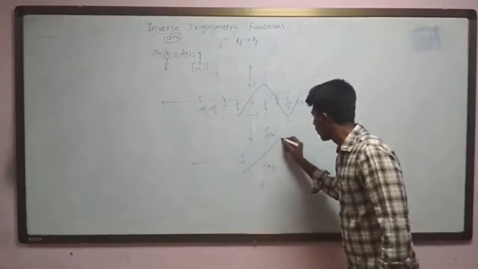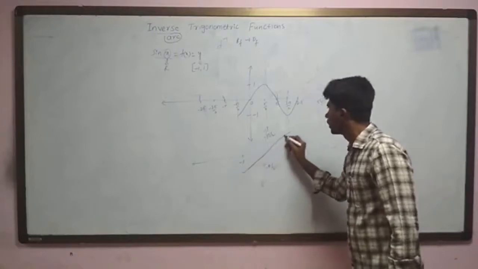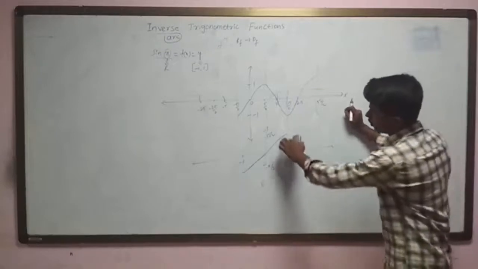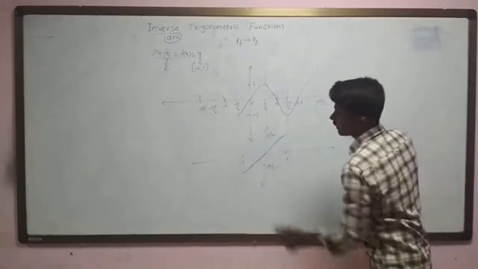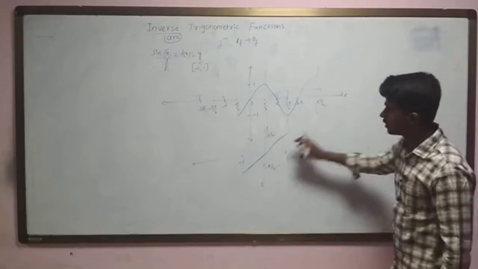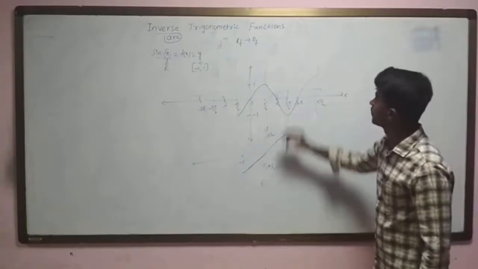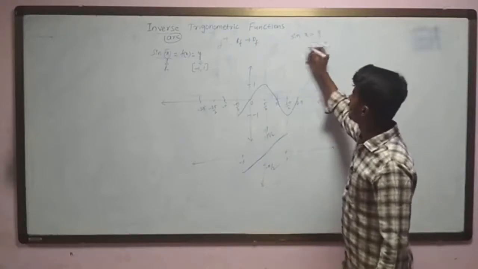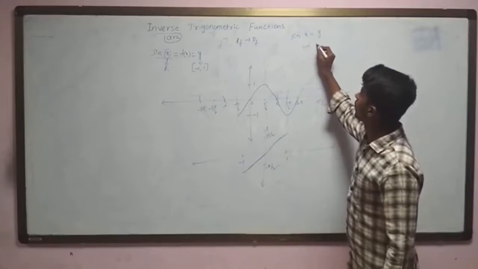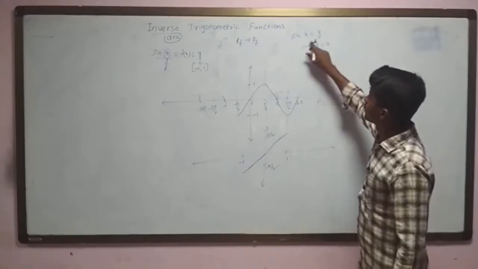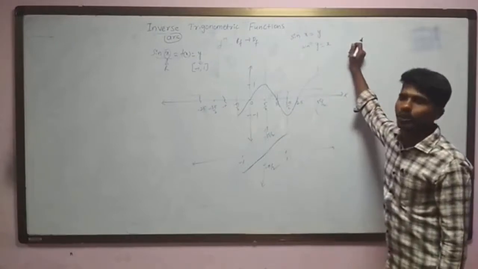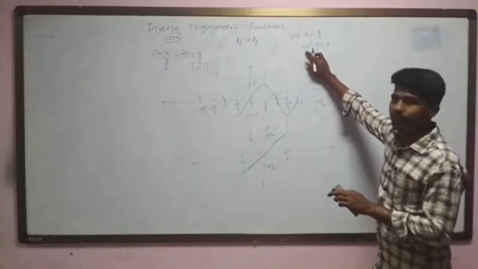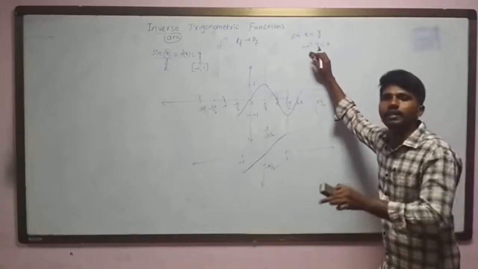Now I get a graph like this. For pi by 2 I'm getting 1, for minus pi by 2 I'm getting -1. So this is the graph of the inverse sine function. Sin x is equal to y. Its inverse, sine inverse of y is equal to x. In the same way, we can call it the arc sine function. While reading sine inverse y, we can read it as arc sine y.